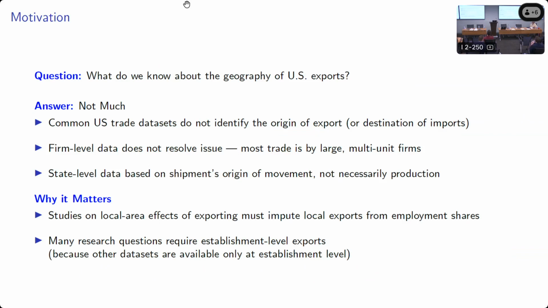Many other research questions could also require knowing something about the establishment that is actually involved in an export transaction. Where is it being produced? What are the features of that establishment, and so on? Many other data sets available to researchers with access to confidential data tend to be at the establishment level. So the lack of a link between exports and establishments is problematic for research in trade in general.